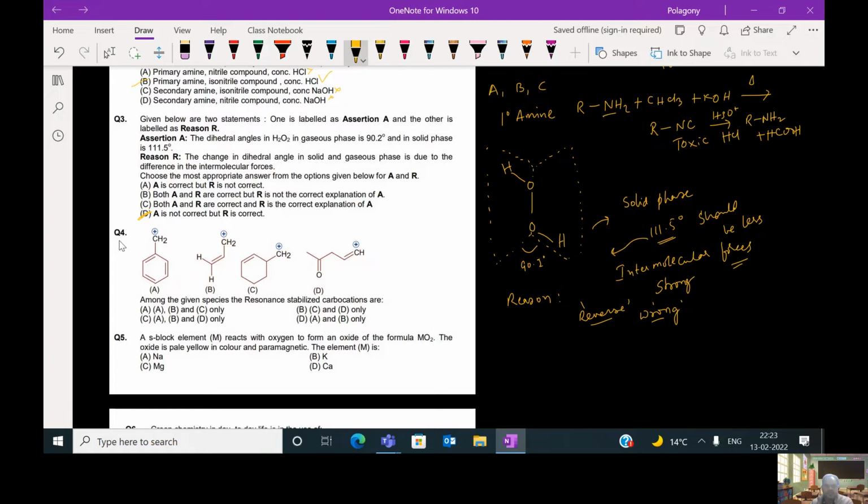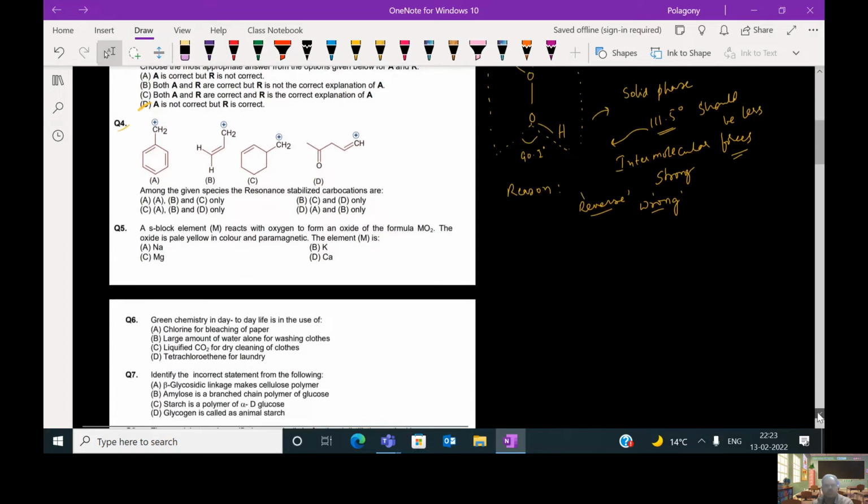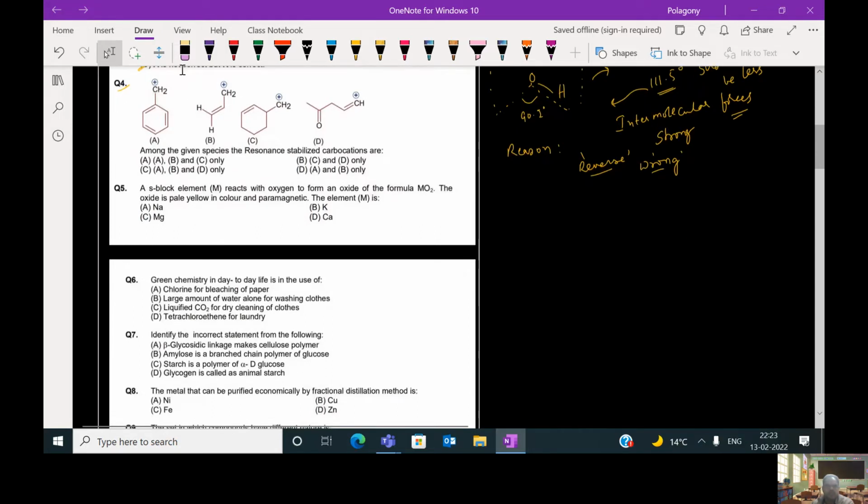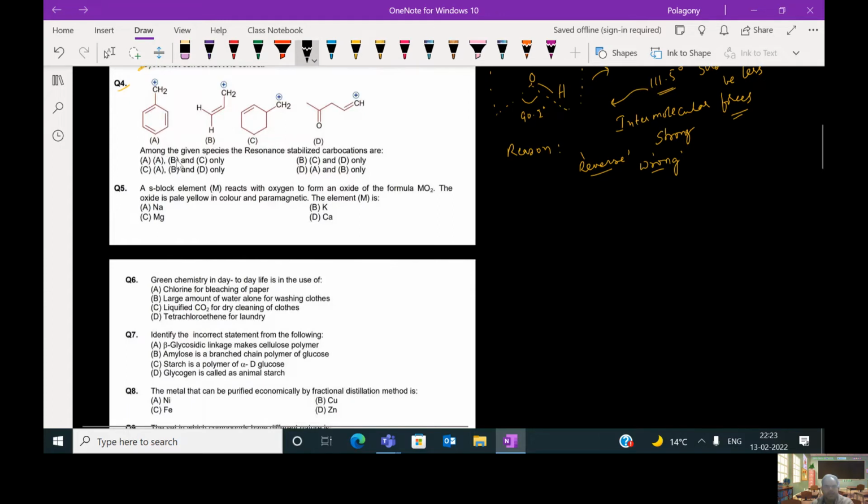Let us move to the fourth question now. In the fourth question, among the four given species, we must find the resonance stabilized carbocation. So let us look into those resonance stabilized carbocations.